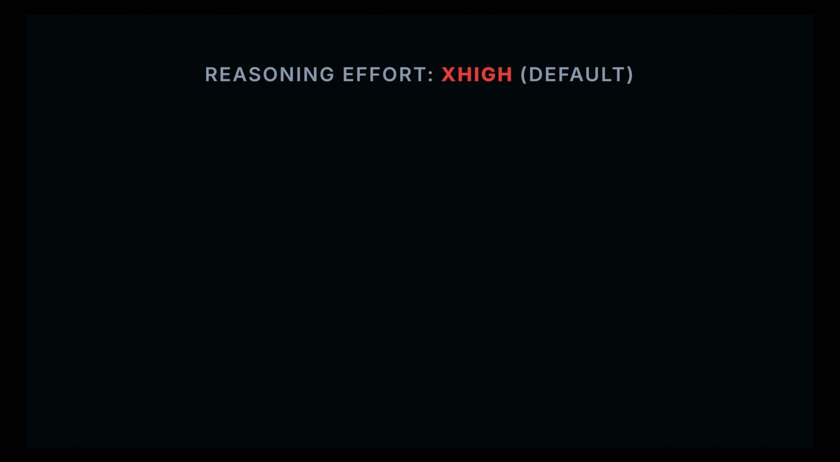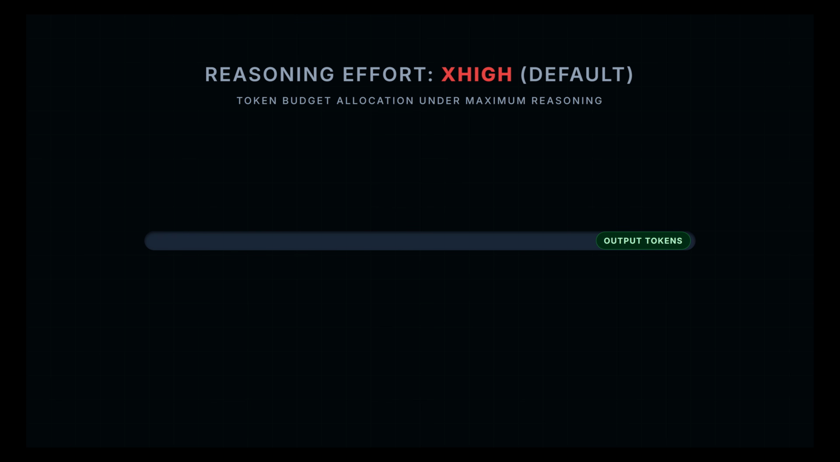By default, this model sets its reasoning effort to extra high. Before it writes a single character of visible output, it reasons internally. It thinks through the problem step by step, considers different approaches, checks its own logic. And that's fine in theory. Deeper thinking should mean better answers. But here's what actually happens.